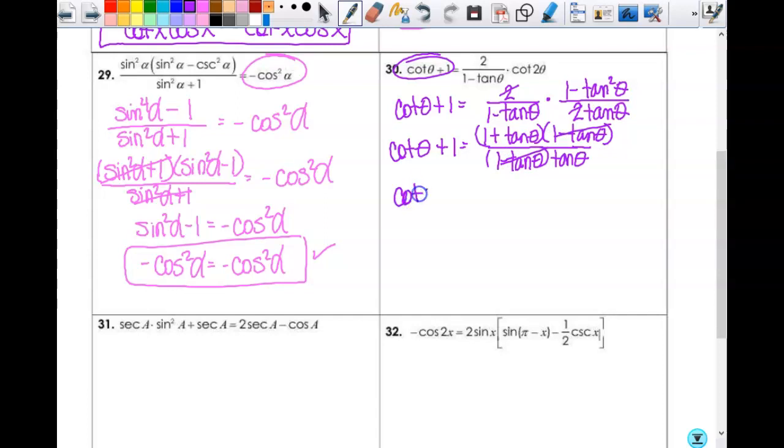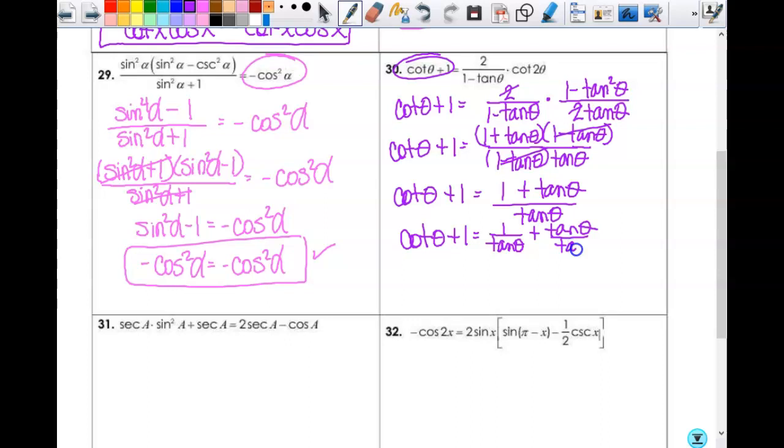So I get cotangent theta plus 1 equals 1 plus tangent theta over tangent theta. Now if I split my fraction, I'll get 1 over tangent theta plus tangent theta over tangent theta. So cotangent theta plus 1 equals 1 over tangent theta, which is cotangent theta, plus this is 1, and I'm done.